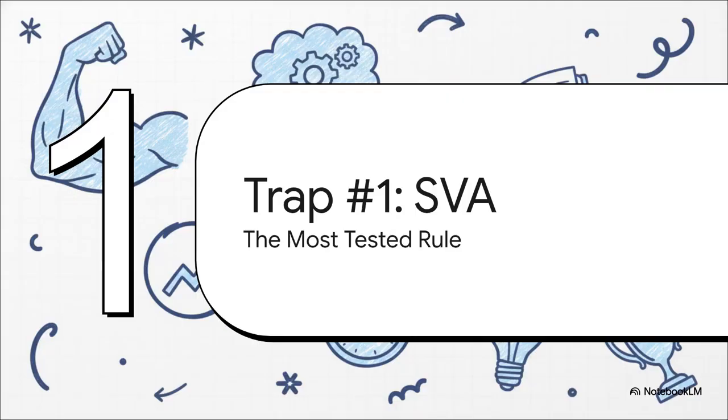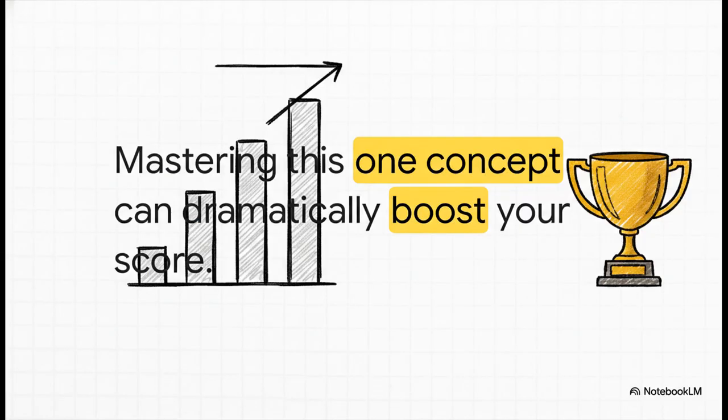And now, let's talk about the first major exam trap: subject-verb agreement, or SVA. This is without a doubt the rule they test the most. And why is that? It's because there are just so many clever ways to hide the real subject of a sentence and trick you into picking the wrong verb. And that is exactly why this is so important. I'm not kidding when I say this. Mastering just the common SVA traps can give your score an immediate, dramatic boost. So let's really dig in here.